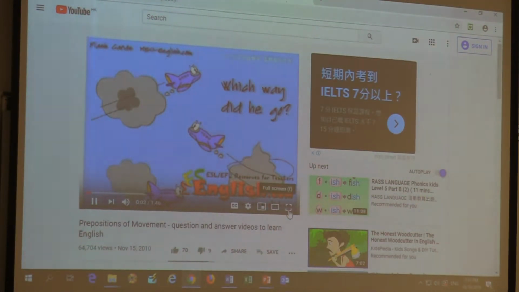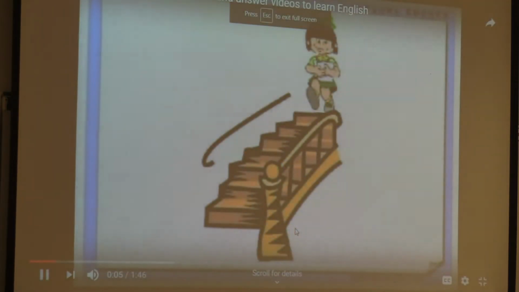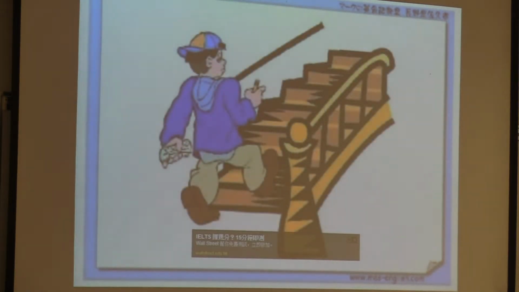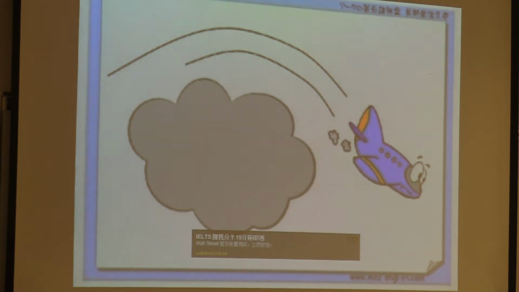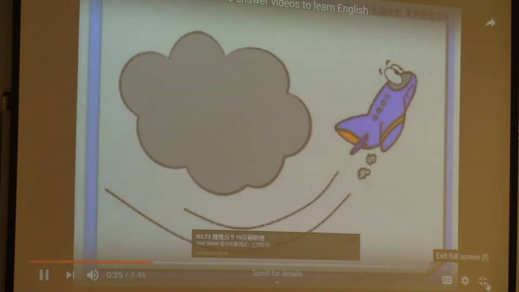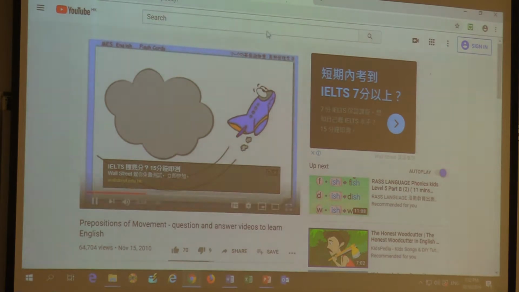Prepositions of movement from MES English. What's she doing? She's walking down the stairs. What's he doing? He's walking up the stairs. What's he doing? He's flying over the clouds. What's he doing? He's flying under the clouds.